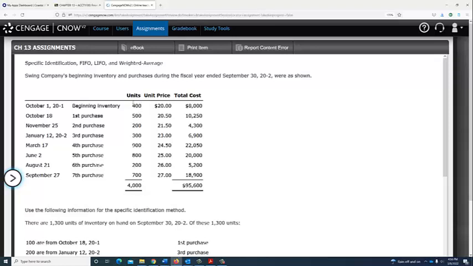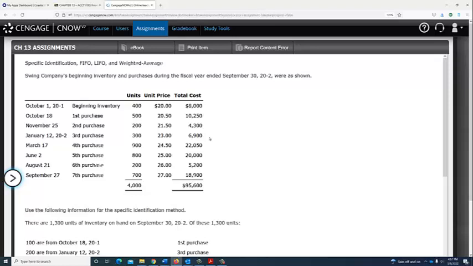Okay, so I'll take all 400 of the beginning inventory, 500 from October 18th, and then I'm up to 900, and then all 200 here, that'll give me 1,100, and then I'm going to need 200 from this third purchase to equal the 1,300. So 400 and 500 is 9, 10, 11, and then 200 here. So 200 times 23 is $4,600. So the value of the 200 units on the third purchase is $4,600.